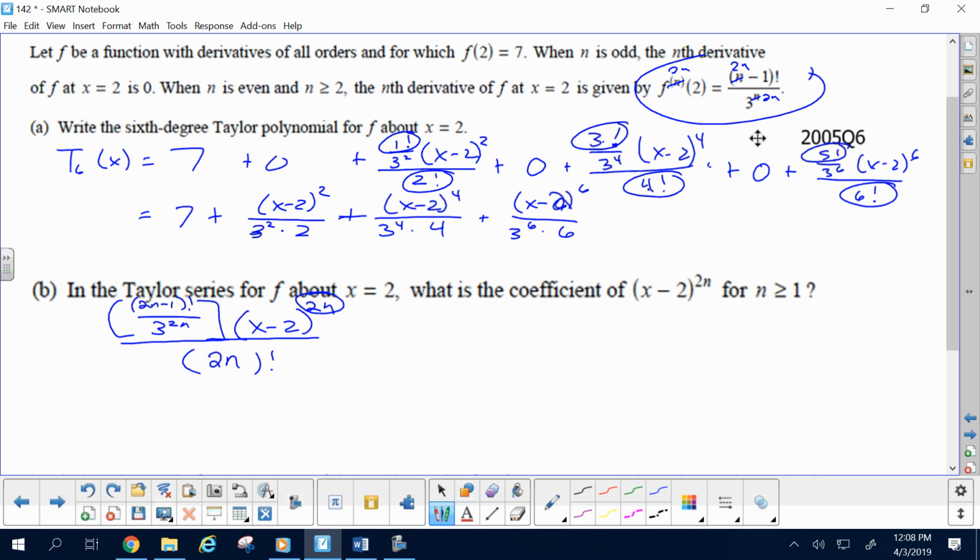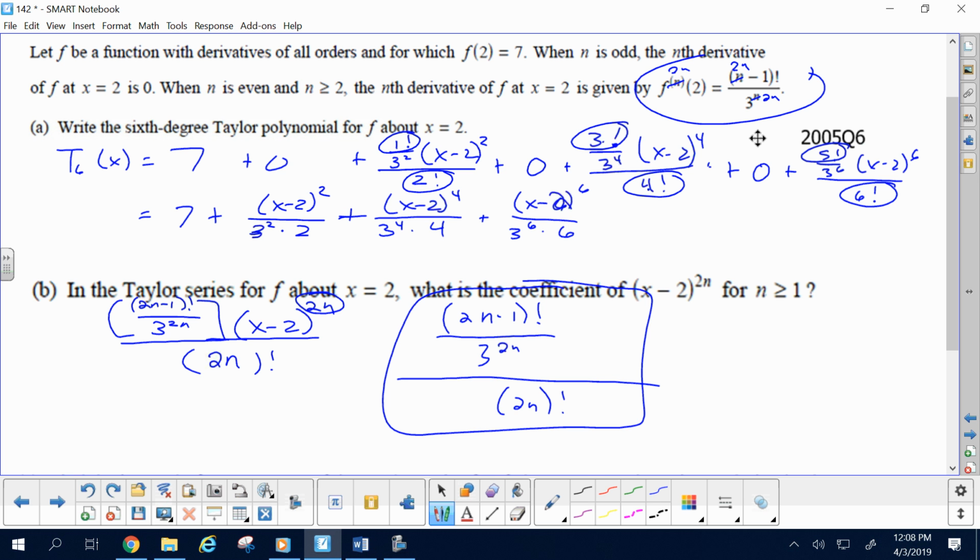Is this whole thing my answer, or do I have too much going on? Too much. The coefficient is this guy. So you could say (2n − 1) factorial over 3 to the 2n, over (2n) factorial, and that would work. We could definitely do some cleanup of those factorials, but it wouldn't be necessary. If you circled that, you would be full credit correct.